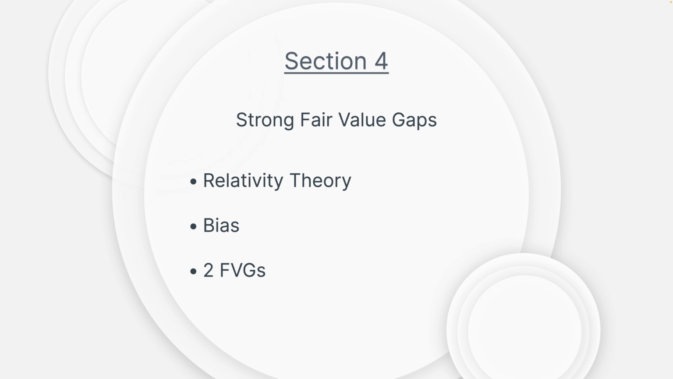Now, what do I actually mean with these different points? The relativity theory, meaning that every fair value gap should be in context of the fair value gaps above it. Then the second bullet point was bias, and with bias it's very important to understand the draw on liquidity. So the direction and the draw on liquidity, because that will determine which fair value gaps are still strong as well. Then the two fair value gaps is where I'm going to need the chart to explain it to you. So let's dive into the chart.